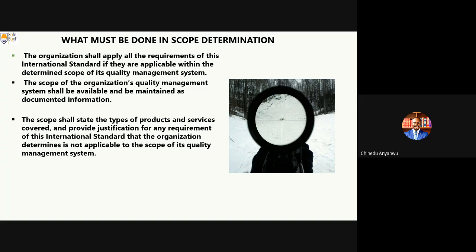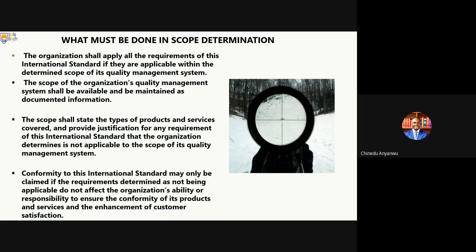We're going to deal with this in detail when we're looking at exclusion from the quality management system. And it also says that conformity to the international standard may only be claimed if the requirements determined as not being applicable do not affect the organization's ability or responsibility to ensure the conformity of its products and services and the enhancement of customer satisfaction.